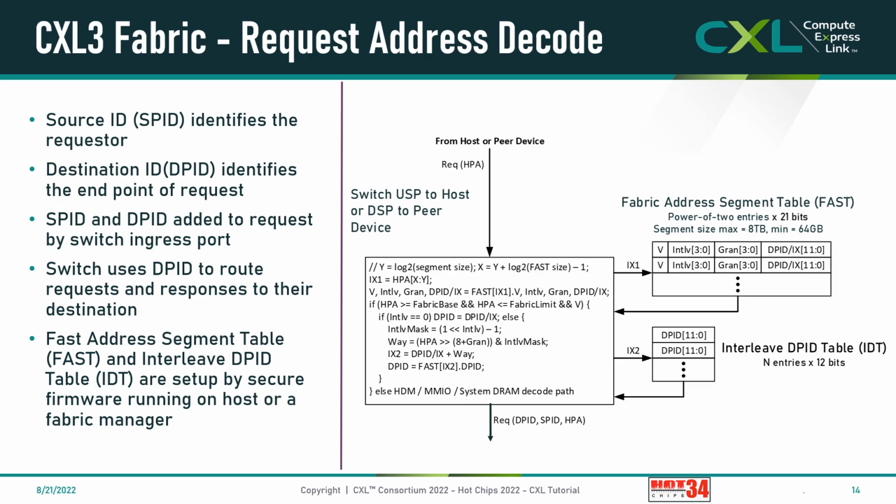The segment identifier is used to index into the fabric address segment table, referred to as the FAST table. Each table entry specifies the interleaving that is to be performed, and as a result, an index into the second table that provides the destination port identifier. The second table is called the interleave DPID table. Once the CXL switch ingress port determines the DPID for the request, the request can be formatted as a FLIT with the source and destination port identifiers. The FLIT is then routed to the destination port through the CXL fabric.